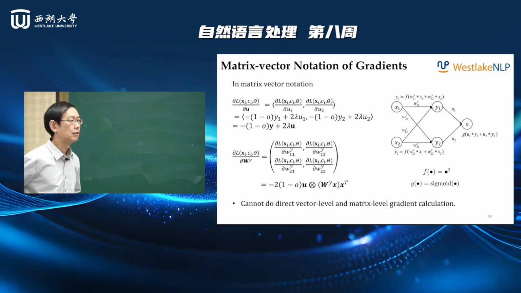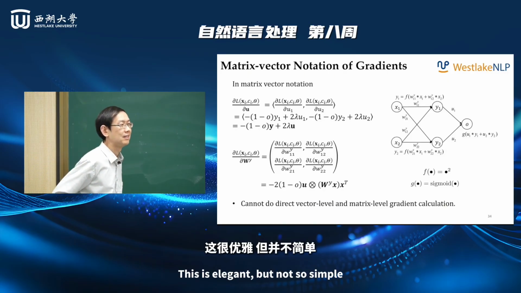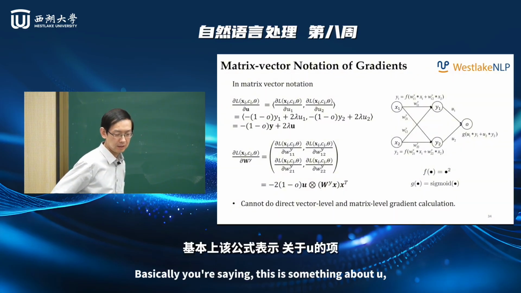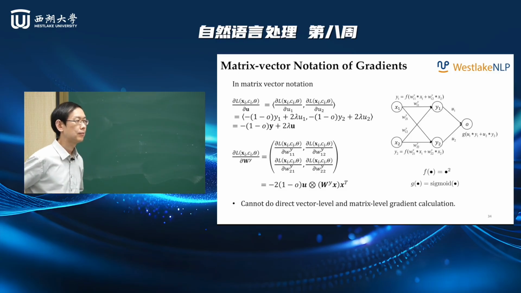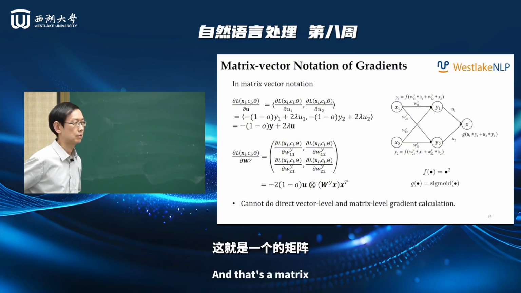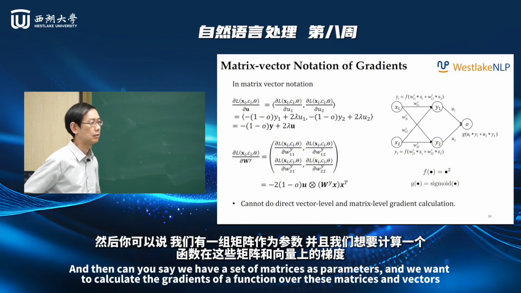Okay, so this is elegant, but not so simple. Basically you're saying this is something about u, Hadamard product, or multiplied by something about Wx times x. And that's a matrix. That's a matrix.